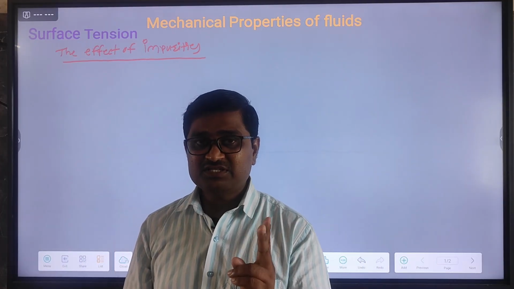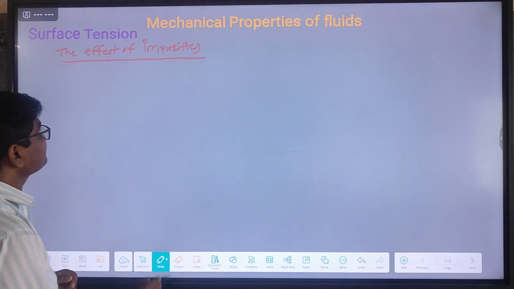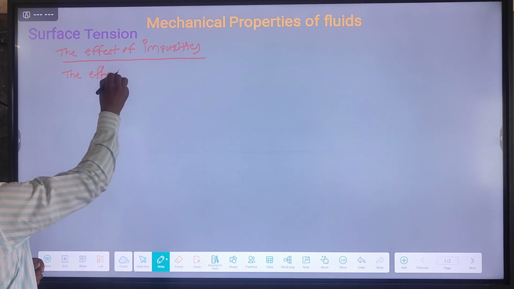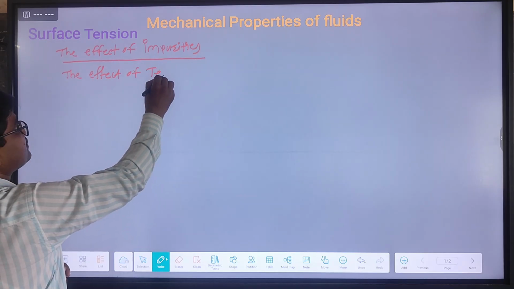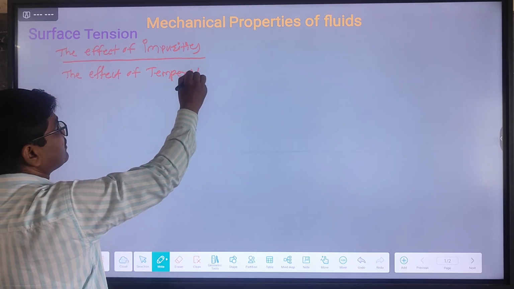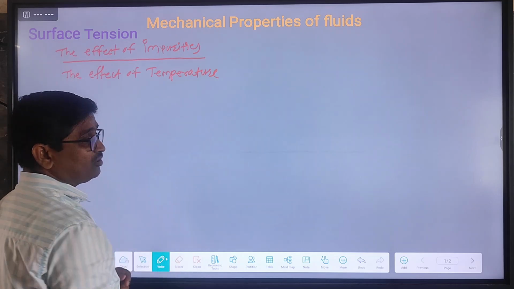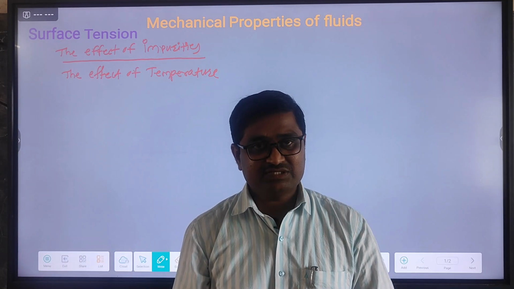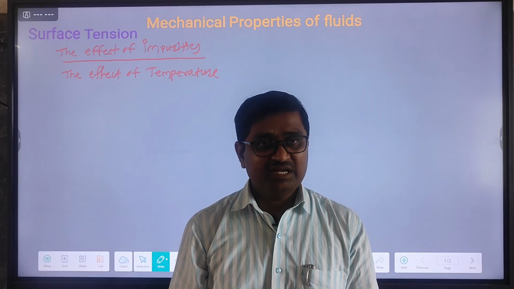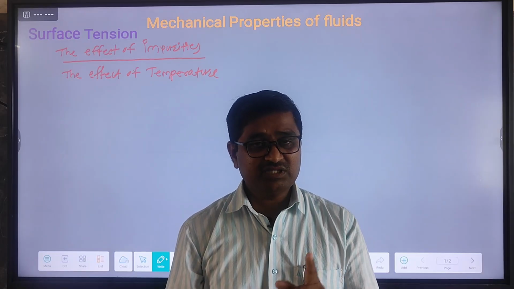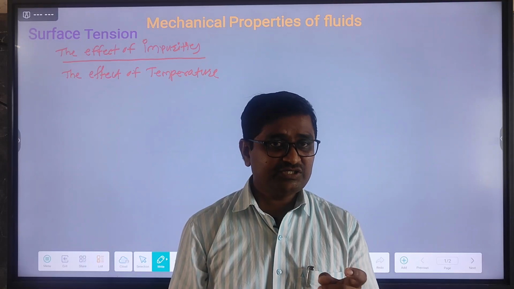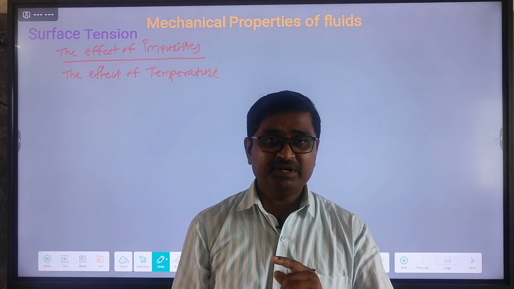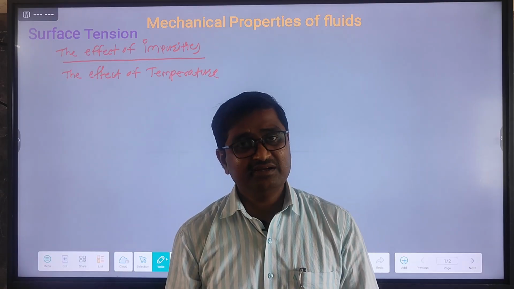Get it clear? Number two, the effect of temperature on surface tension. In most liquids, if the temperature increases for the given liquid, its surface tension will decrease. It is happening in most of the liquids. If the temperature increases, their surface tension will decrease.